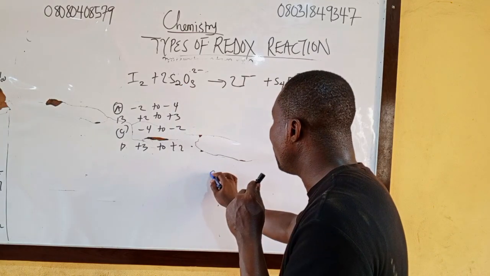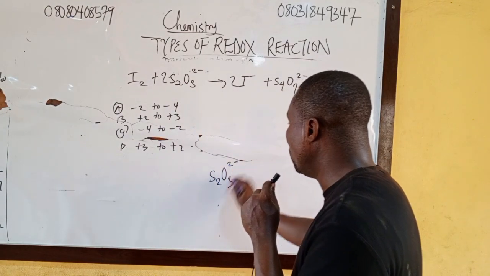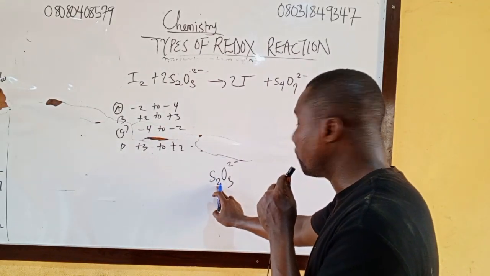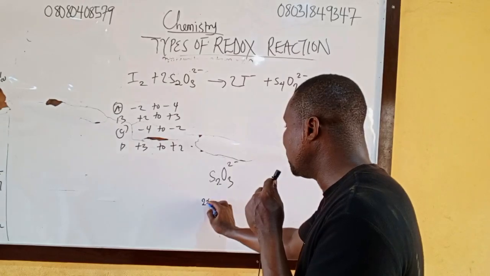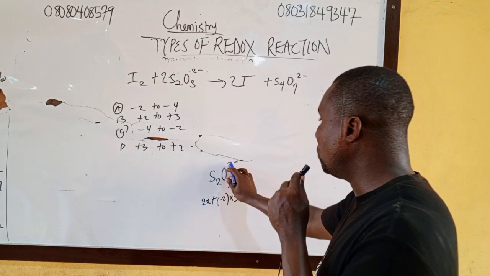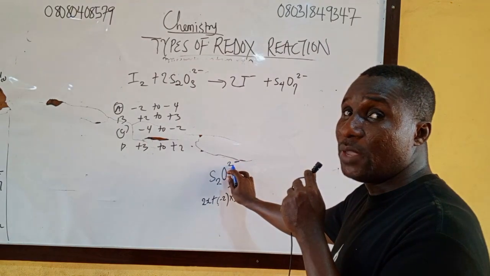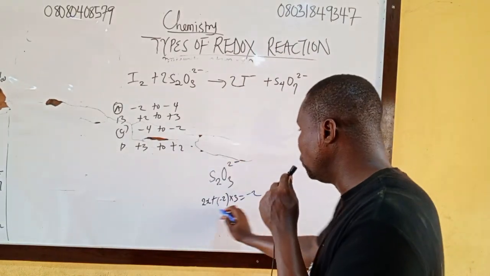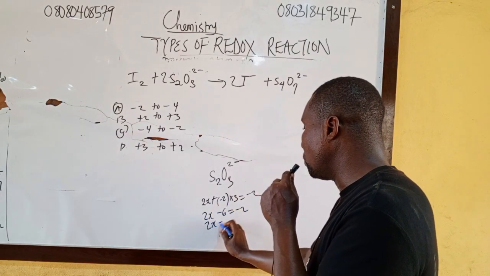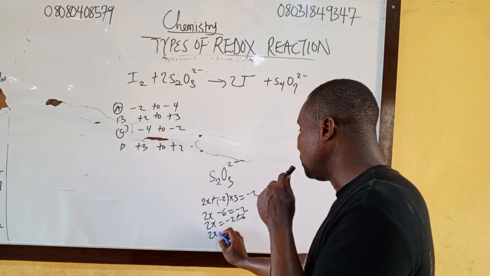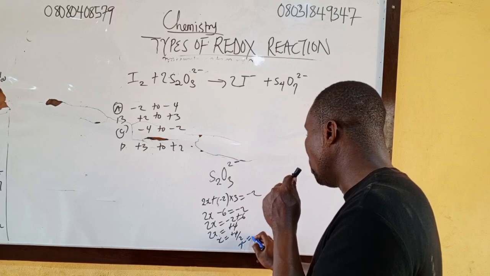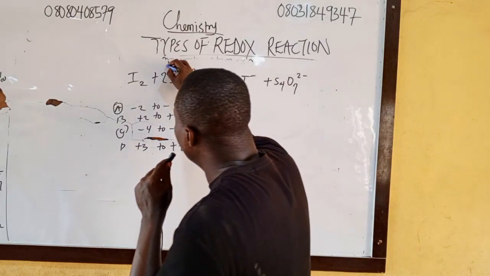Let us look at this. You have S2O3 2 minus. Let us look for the oxidation number of sulfur. It is unknown, S. How many sulfur do we have? 2. So 2S plus oxygen minus 2 times 3, equal to the charge, since this is a polyatomic ion, minus 2. 2S minus 6 equal to minus 2. 2x equal to minus 2 plus 6. 2x equal to plus 4. S equal to plus 4 over 2, S equal to plus 2. Sulfur in this place is plus 2.